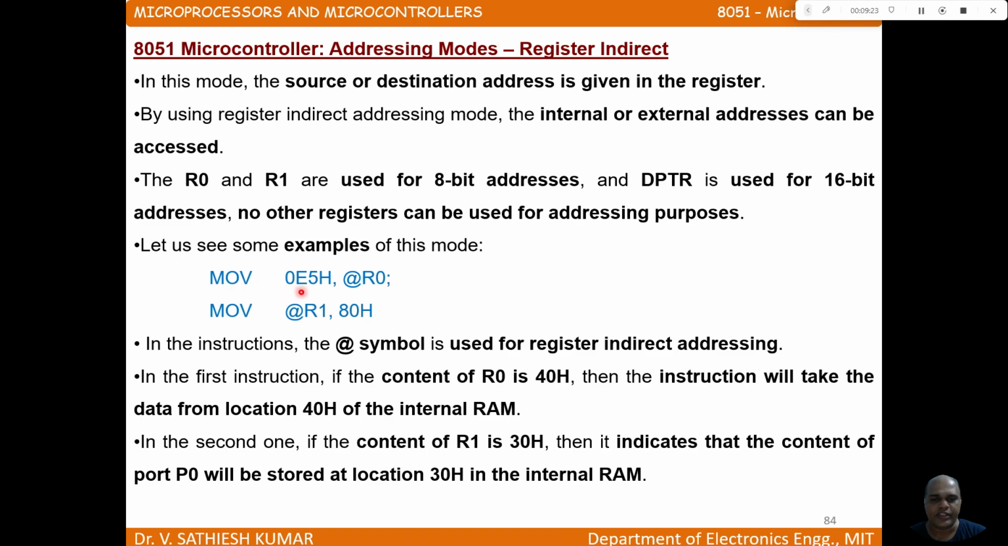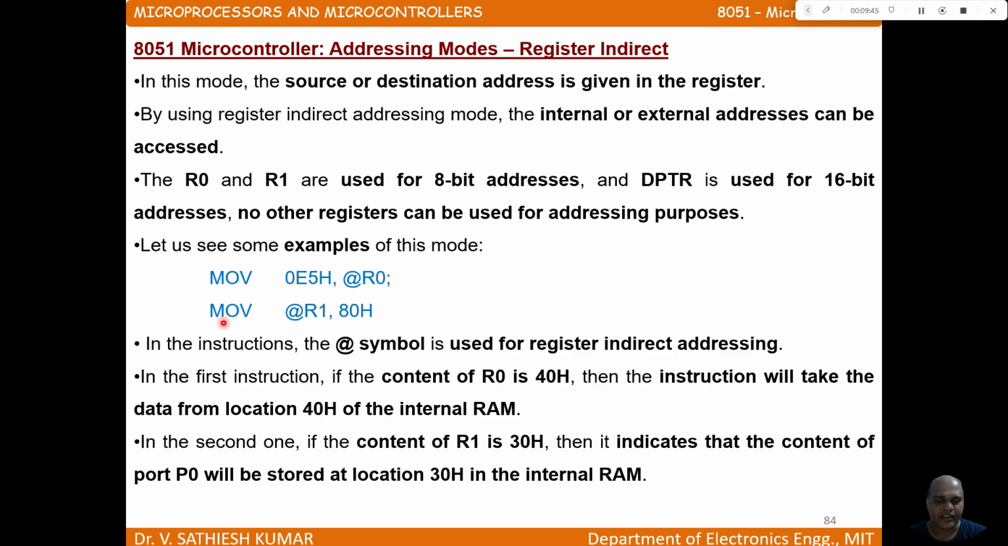So move 0E5H, @R0. So this at symbol indicates now my R0 register contains an address. That address is pointing to a data. So we need to go to that address and take the data, and the data is going to go to E5 memory location in RAM memory.